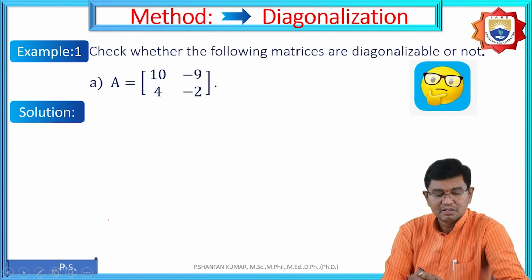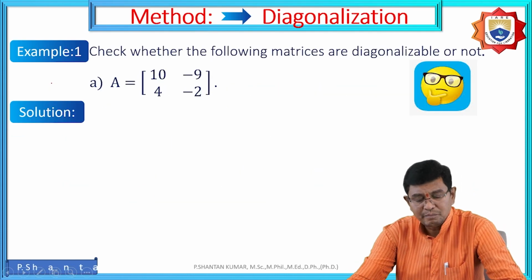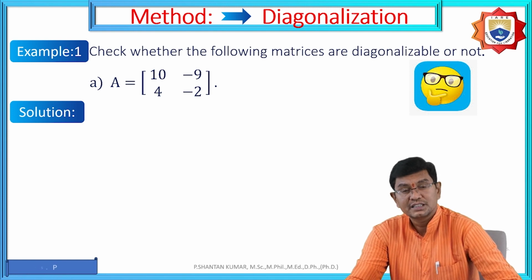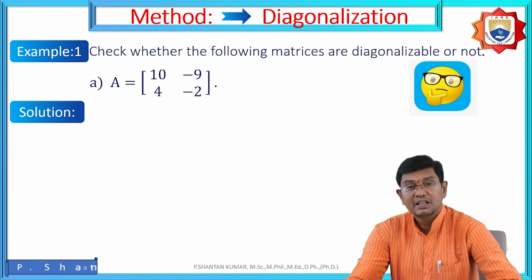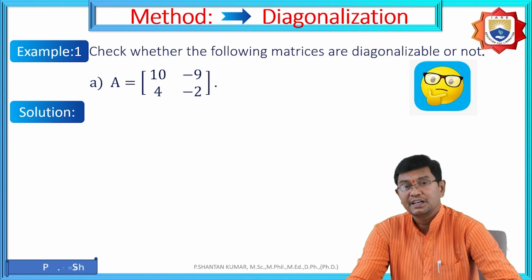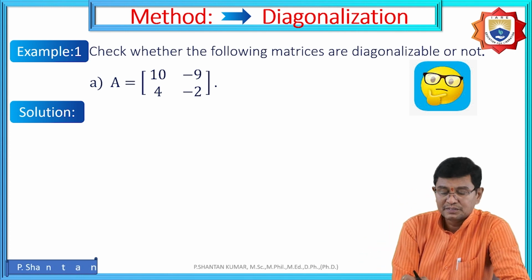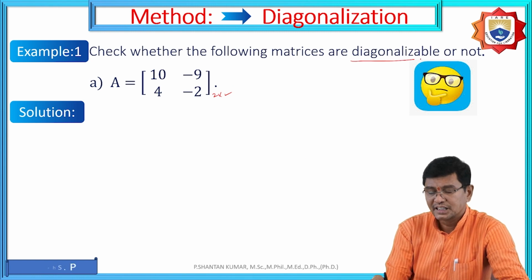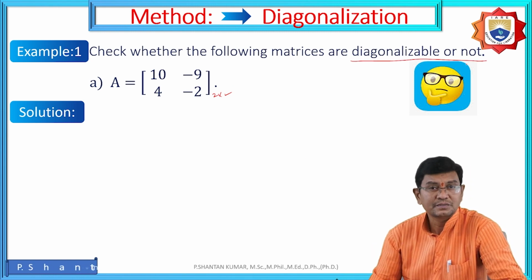For example, we need to check whether the following matrices are diagonalizable or not. First we need to discuss the 2 by 2 case, whether the matrix is diagonalizable or not. That is the simple problem we need to check first. Here the order is 2 by 2, and it is simply asking whether it is diagonalizable or not.